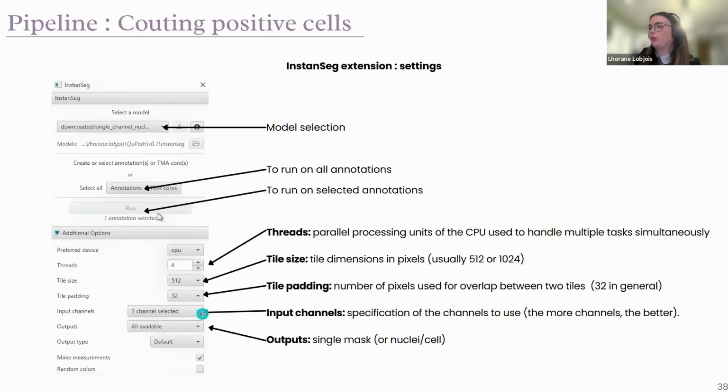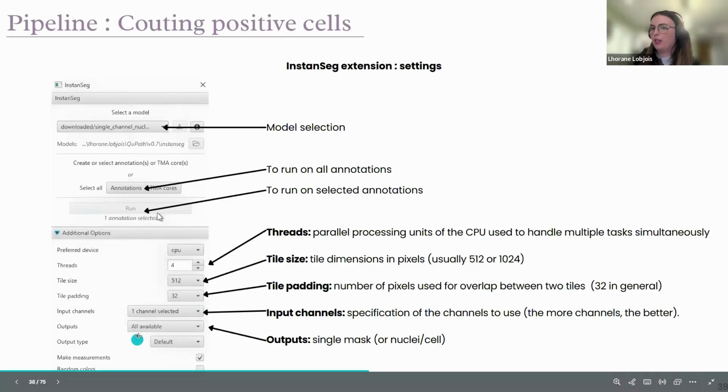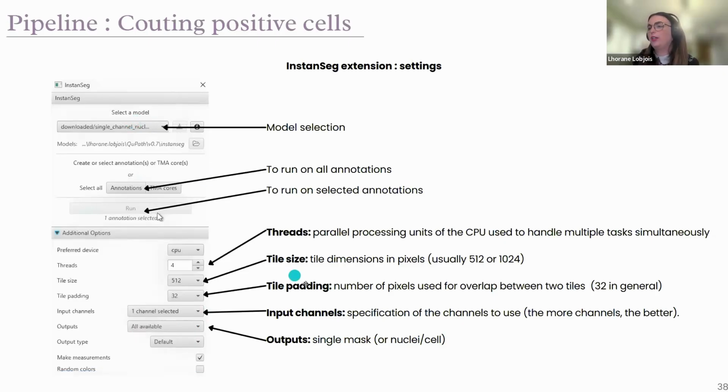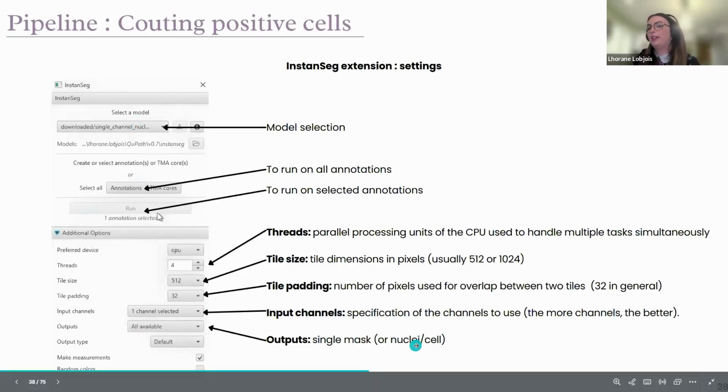The input channel, of course, will be the one you want to work on. Most of the time it's DAPI or DAB or something like that. On these images that I will show you just after, it should be DAPI. And on the output, it will be single mask because we use the single channel. But if you choose another one, you can have the shape of the cell or the nuclei, and you will already have the measurement of each cell.